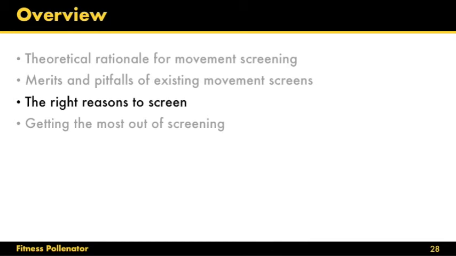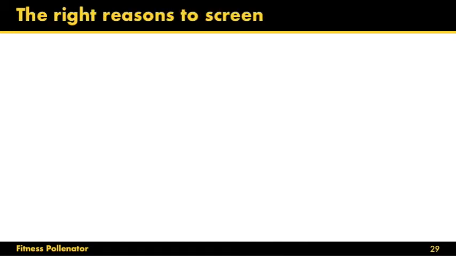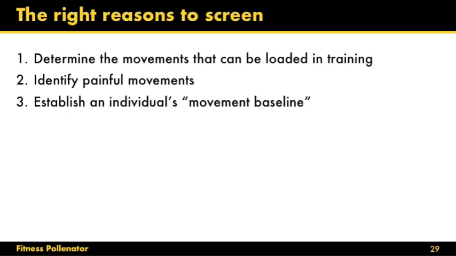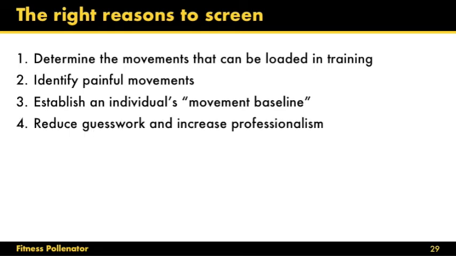On to the right reasons to screen. If we're not going to be screening for injury or performance, why would we screen? Well, to me, there are 4 reasons. First, we can determine the movements that we can load in training. Second, we can identify painful movements that we're going to train around. Third, we can establish an individual's movement baseline. And when I say baseline, I'm talking about their individual baseline, where they are on day 1, not relative to some arbitrarily imposed standard. And then lastly, screening reduces the guesswork and increases professionalism of the intake process. So let's look at each of these one by one.